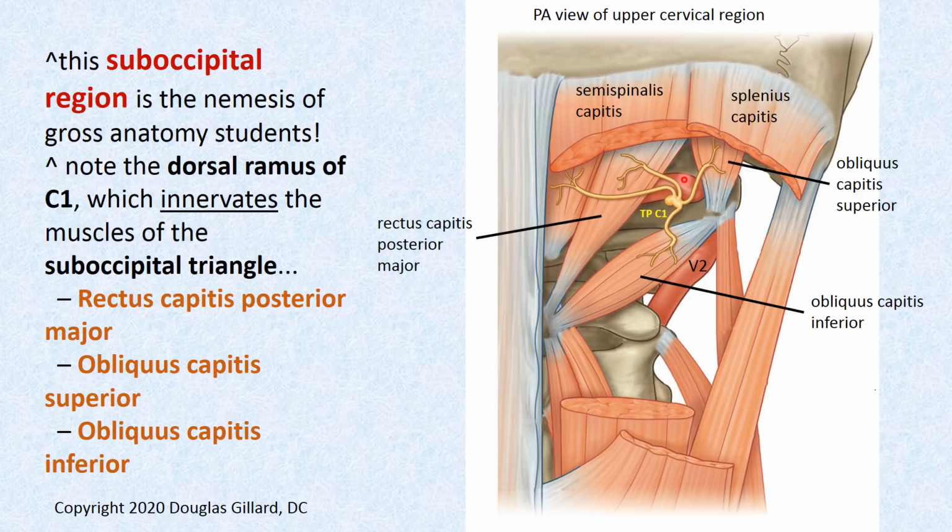V2 is actually, that should be V3. Sorry about that. That's an error. Let's fix that on the video for you people who might be watching this silently. It's actually V3. And this is also V3 right here of the vertebral artery. But inside the triangle, we have V3. And we also have the dorsal ramus of C1, which actually is the nerve that supplies these muscles with life. This is also called the suboccipital nerve.